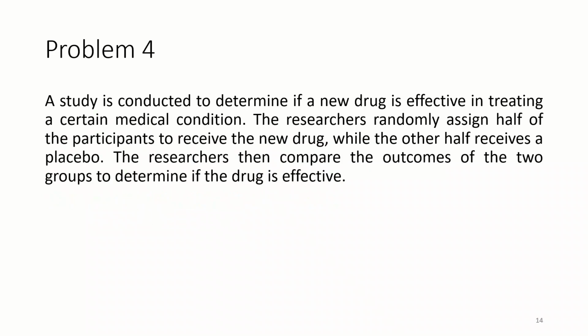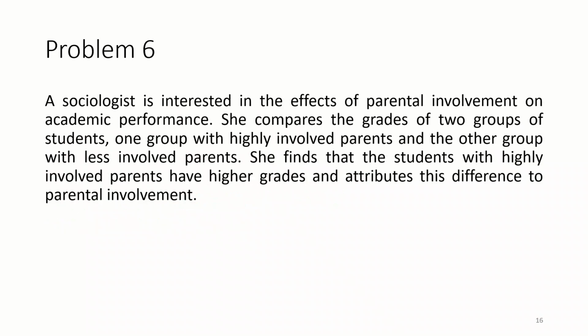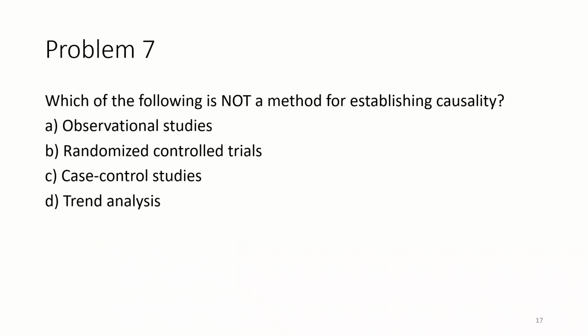Okay. So where were we? I forgot. Six is done. Example has been done. Seven. So problem 7: which of the following is not a method for establishing causality? It's a single correct question. It's a short one. Just answer it soon and I can go fast on the next ones.